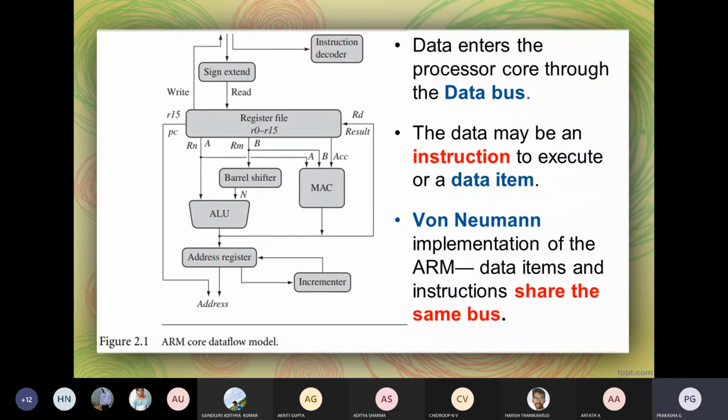See, this is the diagram. This is the diagram of an ARM core and also a data flow diagram. If you watch this carefully, all the arrows are in one direction only. There are no bidirectional arrows here.